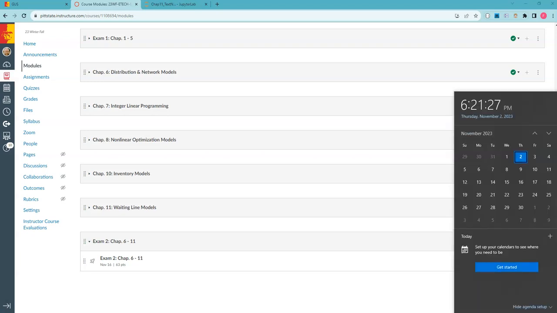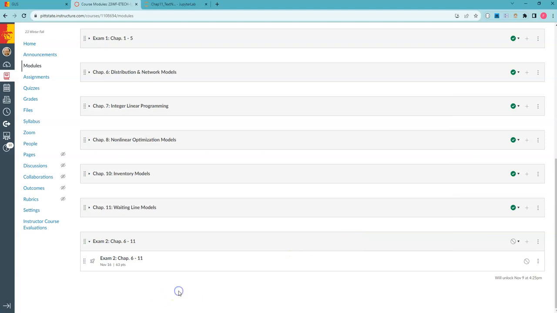Exam 2 will flow very similar to exam 1. It will open up on the afternoon of the 9th, and it'll be due on the afternoon of the 16th. So you'll have basically 1 week to complete the exam. The exam will be administered in Canvas.